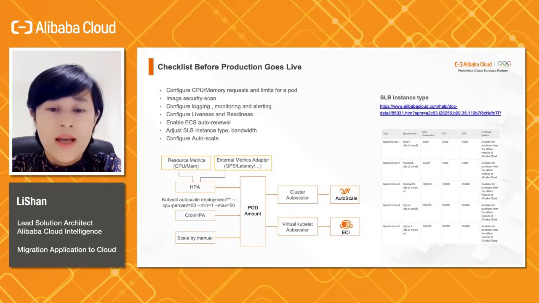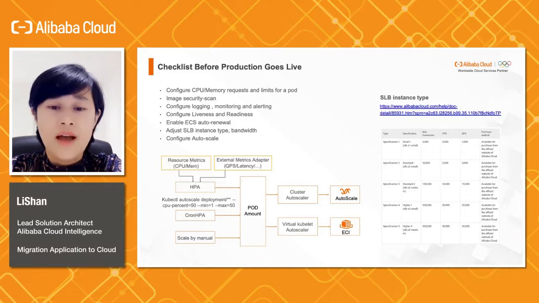Adjust SLB instance type and bandwidth. As the table on the red side shows, the QPS and connections of each SLB instance type are listed. According to your application's real access situation, adjust the SLB instance type.